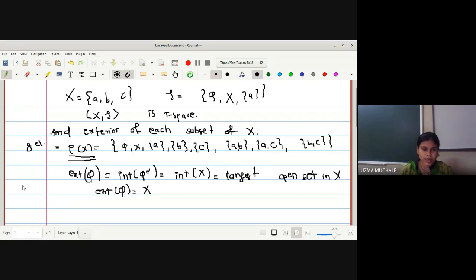You can show it with the help of a diagram also. This is X. φ is a set which does not have any element. So what will be the exterior of φ? What will be outside φ? All the elements of your universal set will be there. Suppose you have one set like {b}, what is the exterior of {b}? It is nothing but {a, c}, right?